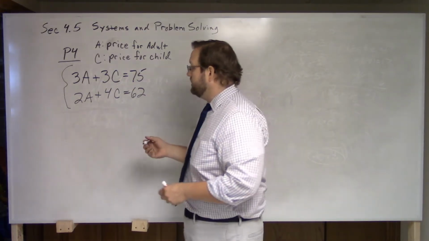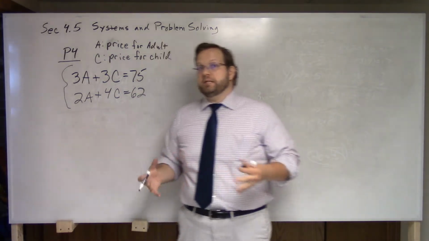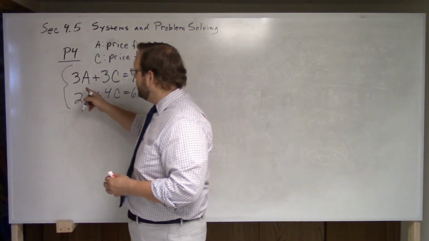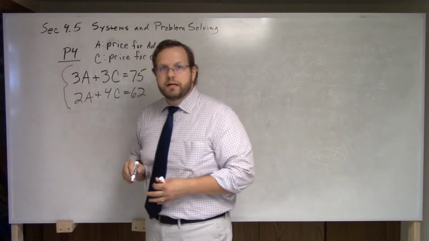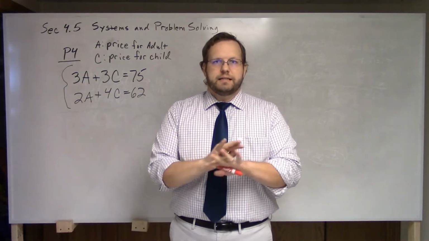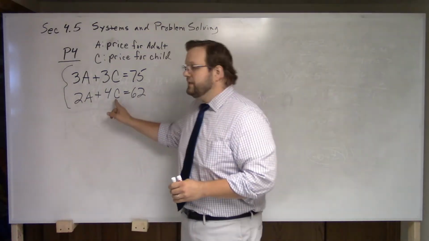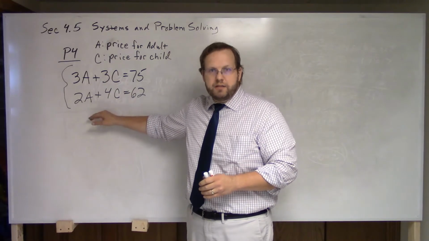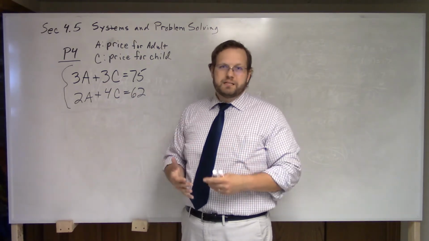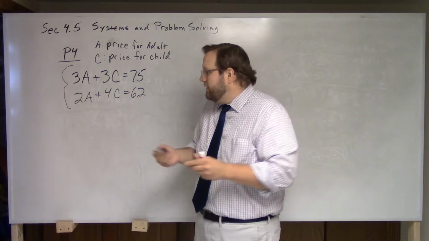Now, let's go through this. I would use the elimination method here, okay, or the addition method if you call it that. So I'm going to go after these A's, okay? Now, they specifically said, give me the price of the adult ticket, that's all I want. Then eliminate the C's, because then you're left with A and you can find your answer and be done. But since we have to find both, it really doesn't matter which one you eliminate. So I'm going to go after the A's.